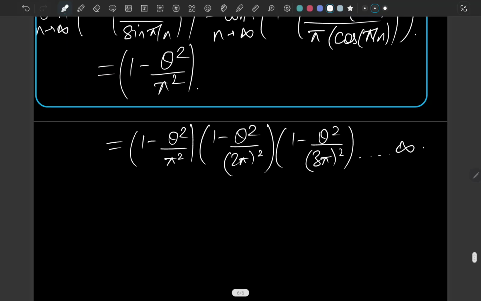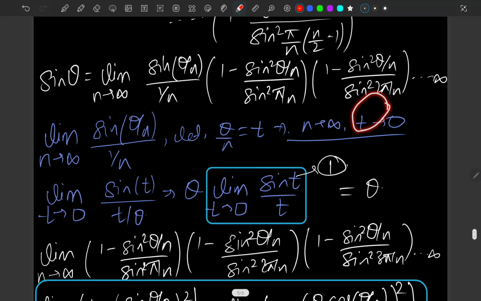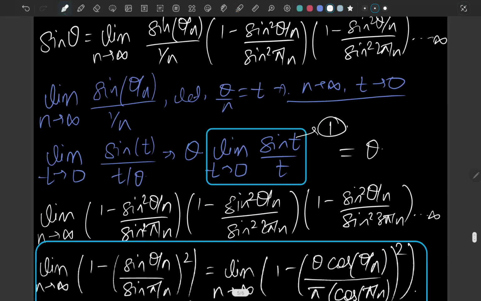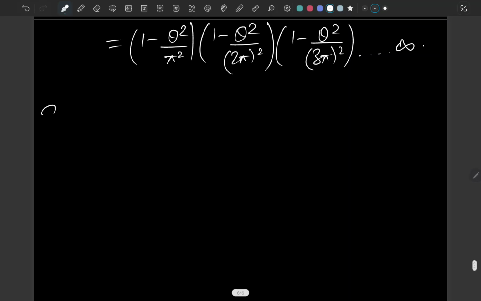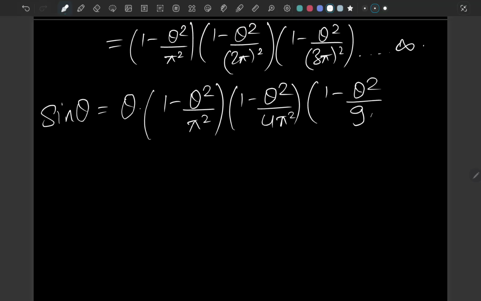So if we combine these two limits, we got theta from the first one, and from the others we have 1 minus theta squared over pi squared and so on. So when we combine all of them, sine of theta on the left-hand side evaluates to theta times 1 minus theta squared over pi squared, times 1 minus theta squared over 4 pi squared, times 1 minus theta squared over 9 pi squared, and that keeps going up to infinity.